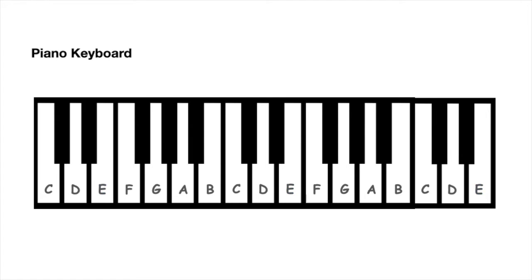Now see those black keys? Immediately to the left of any group of two black keys is pitch class C. And immediately to the right of any group of two black keys is pitch class E. Immediately to the left of any group of three black keys is pitch class F. And immediately to the right of any group of three black keys is pitch class B.